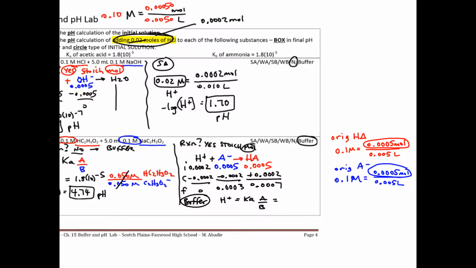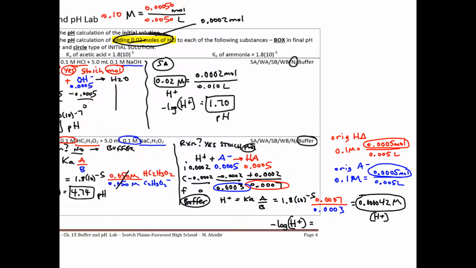Alright, so I'll get that over here. K is 1.8 times 10 to the minus fifth. The acid is 0.0007. You can work in moles, of course. Base with the shortcut 0.0003. So when I do that, I'm going to find out that this answer is going to be 0.000042 molar. And that is the H plus. So I'm going to take the negative log of H plus, and I'm going to find a pH of 4.38, which is acidic, as you know. And this is going to be an acidic buffer.